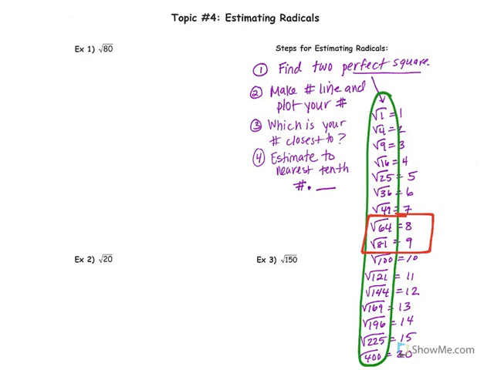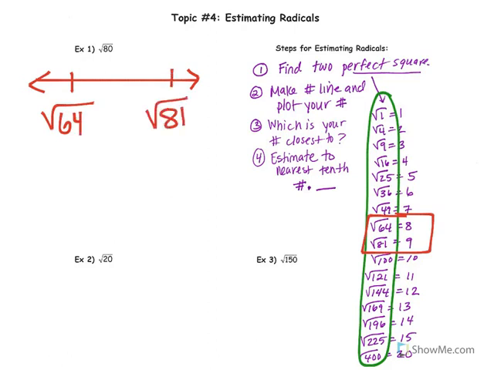Okay? And so step 2 says to make a number line. So I'm going to make a number line, and I'm going to plot the two perfect squares, 64 and 81. And then I'm going to actually plot my number. So I'm going to say the square root of 80. Now 80, that's really close, right? Looking at step 3, that's closer to 81 than it is to 64. So I'm going to plot it a little bit closer to 81. I'm going to plot it right here, okay?